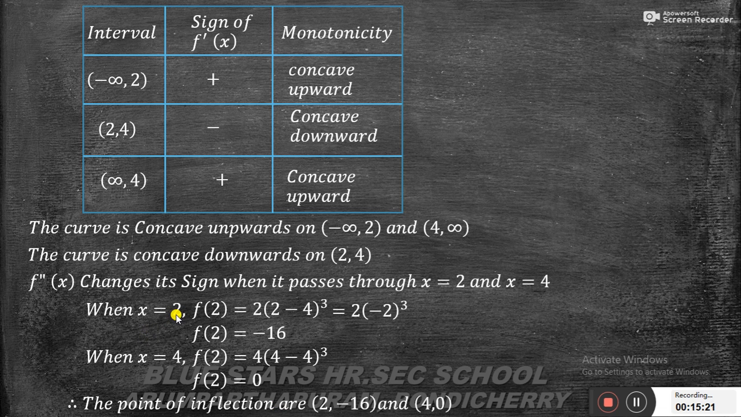First, I substitute x equal to 2, I got the answer minus 16. So the first point is 2 comma f of 2, I take the y, because y equal to f of x, so y equal to minus 16 means 2 comma minus 16. Next, x equal to 4, write it under the f of x values. This is y equal to 0. So the point is 4 comma 0. So the points of inflection are 2 comma minus 16 and 4 comma 0. These two points we call points of inflection.